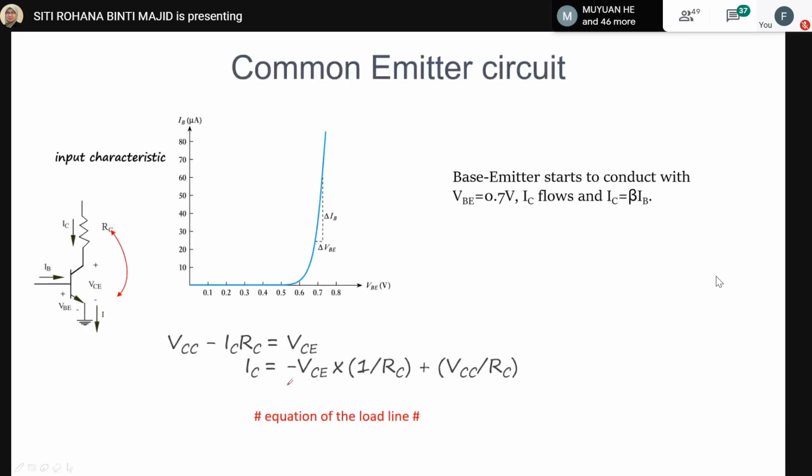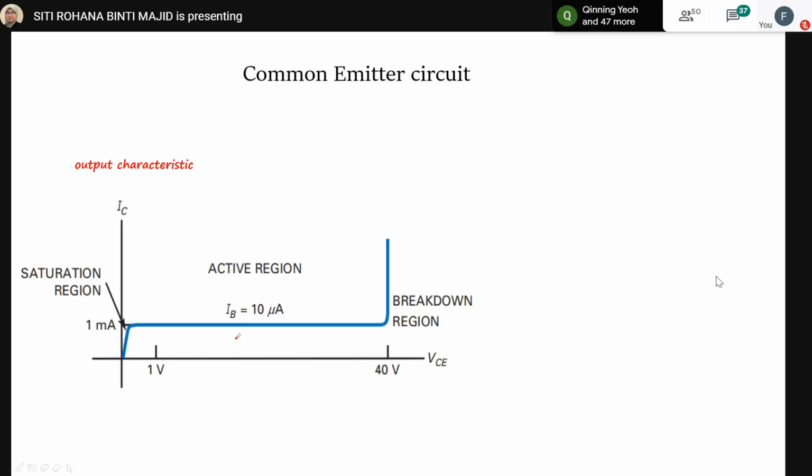When we have IC equals negative VCE times 1 over RC plus VCC over RC. So here we just compare with y equals mx plus c, and then you can see for the output circuit which part is y and which part of the equation is x. And c we can have very clearly, which is VCC over RC. So let's say we have an output circuit like this.